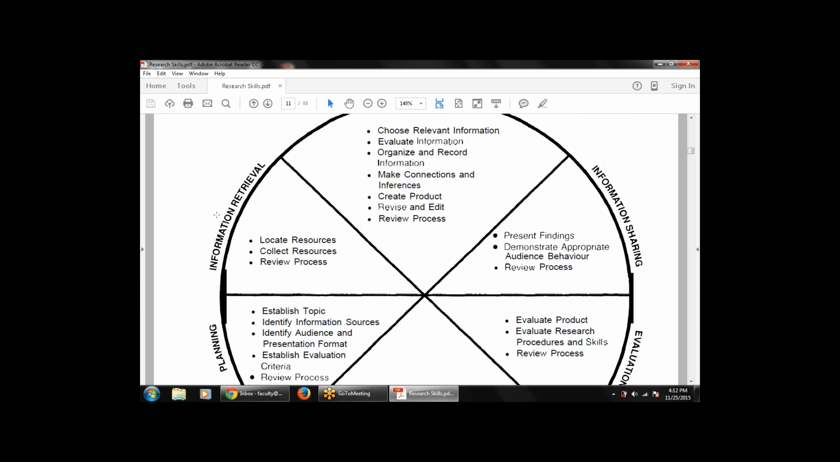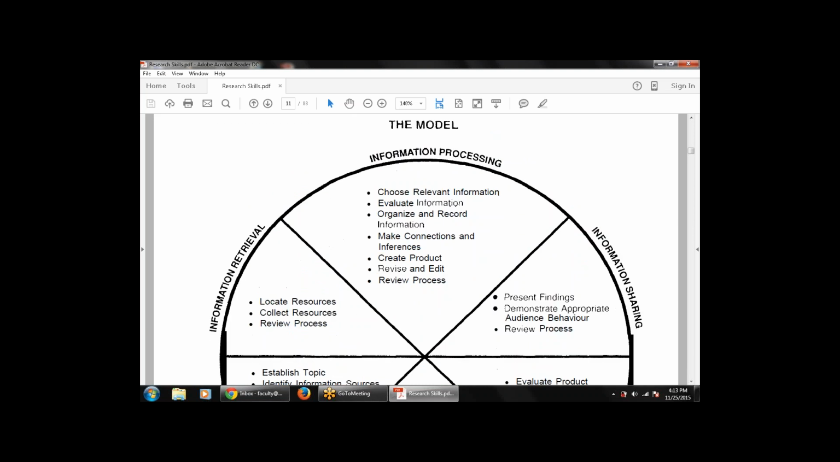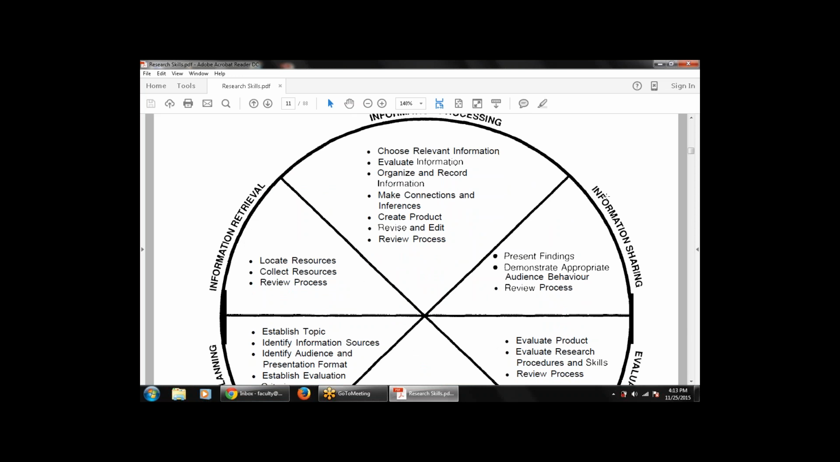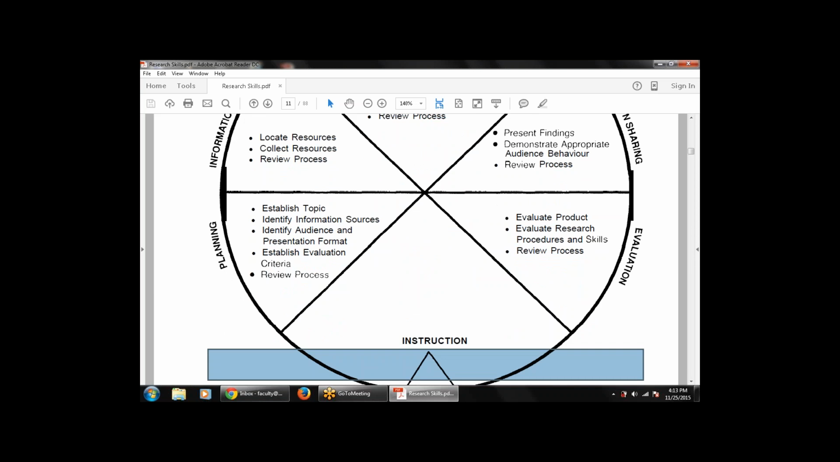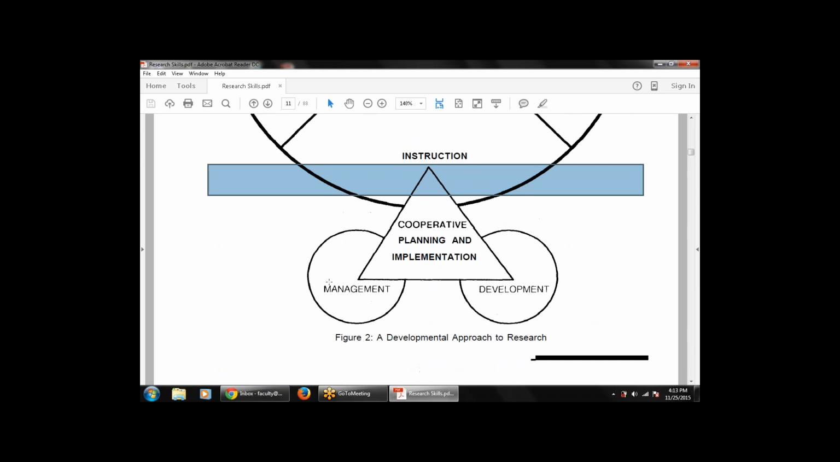Then there is the information retrieval, that is how to retrieve the information: locate resources, collect resources, review processes. Then information processing, that is how to choose the relevant information, and the components used to make connections and inferences, and create, revise and edit. Then next is the information sharing, that is how to share the information, also one of the important concepts of this one. The next is the evaluation, after information sharing. This is the developmental approach to the research, and this is the management, the first part till development.